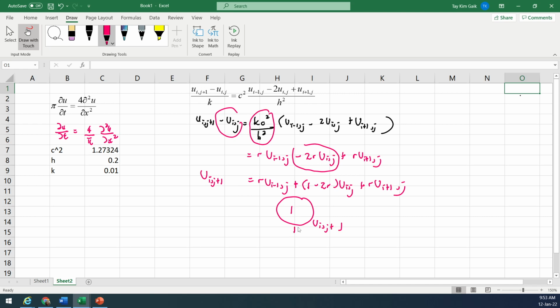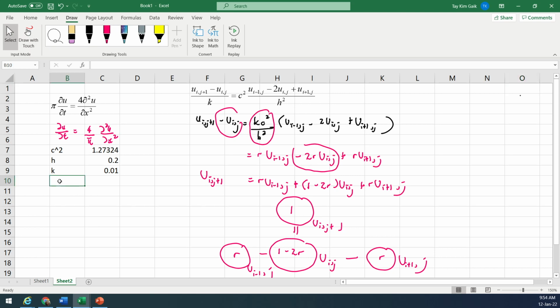u(i,j+1) is equal to, center, the coefficient will be 1 minus 2r, this is u(i,j). Bottom right is r times u(i+1,j), left is r times u(i-1,j). So you get your molecule, and then you calculate the r, which is actually k c squared divided by h squared. So k multiplied by c squared divided by h squared.